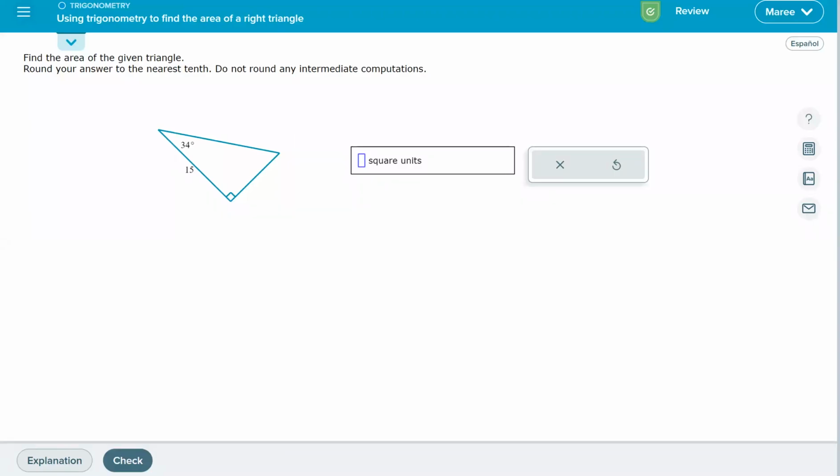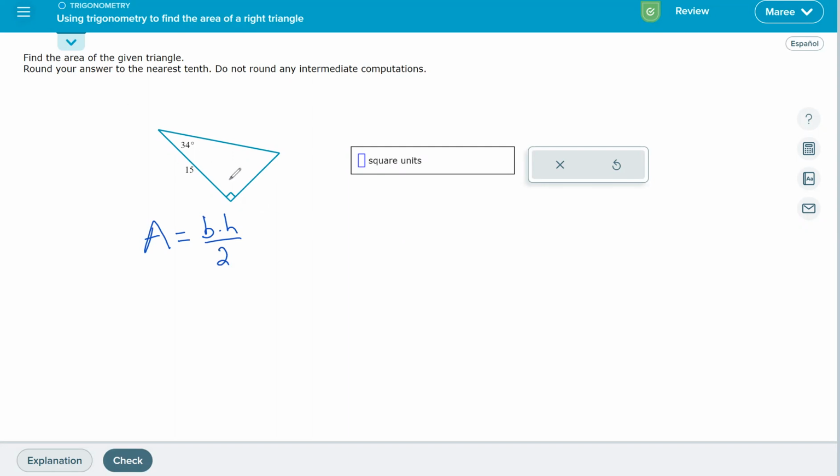Using trigonometry to find the area of a right triangle. Basically, to find area, we need the base times the height divided by 2. They're going to give us one side but not the other, but we will have the angle. So we're going to do base times height divided by 2.